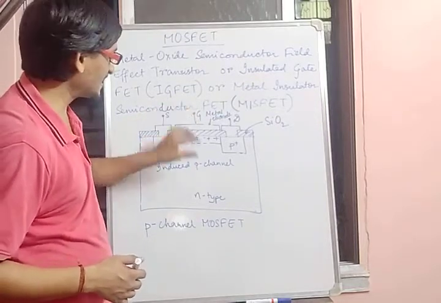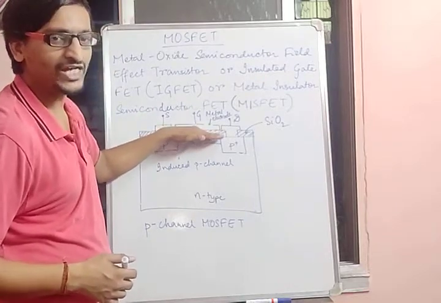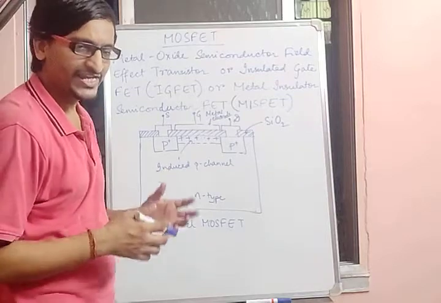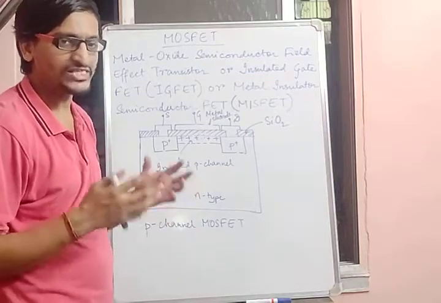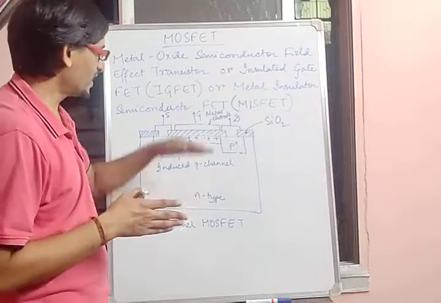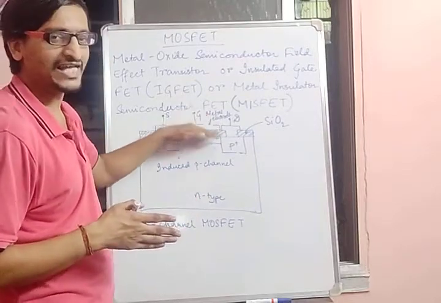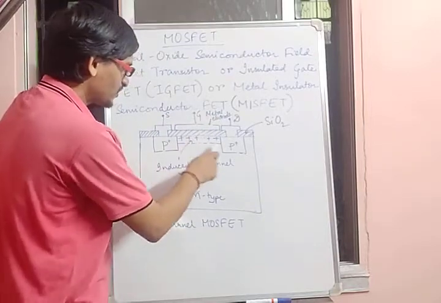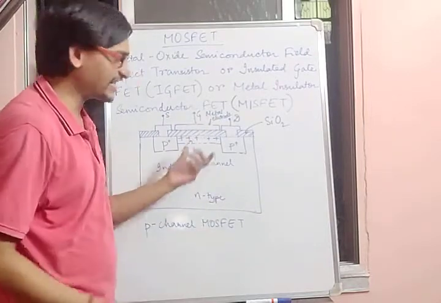It basically acts as a capacitor, where the silicon dioxide layer acts as a dielectric, the insulating medium placed between the parallel plates of the capacitor. So this thing basically acts like a parallel plate capacitor. This is a channel, an induced P channel.